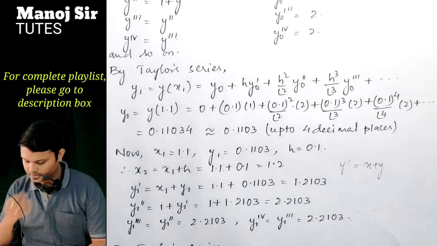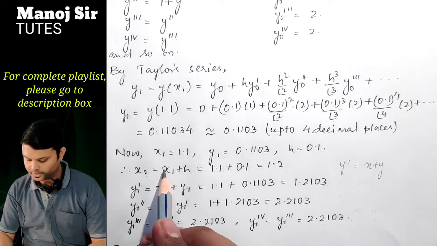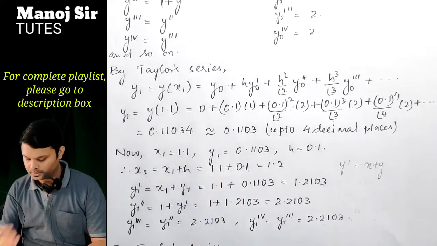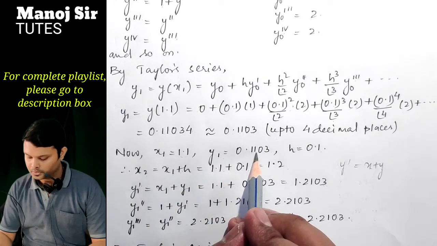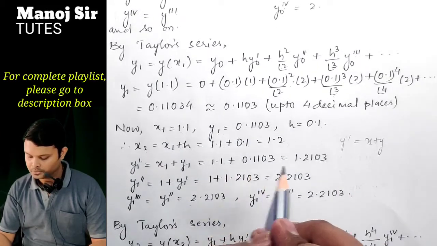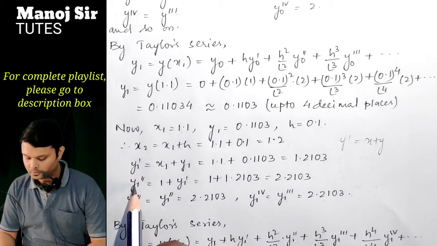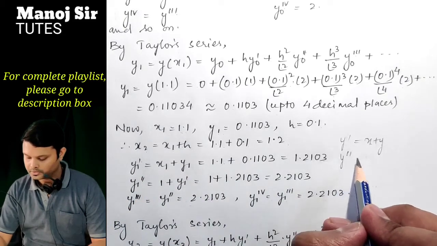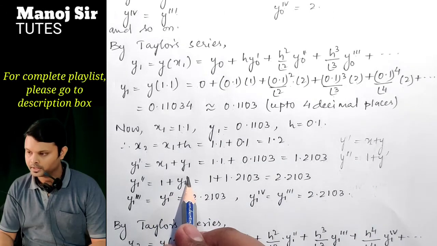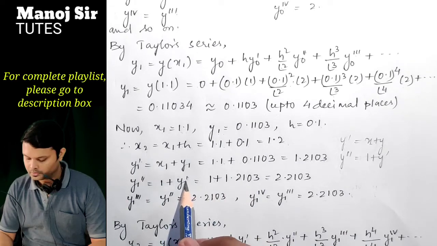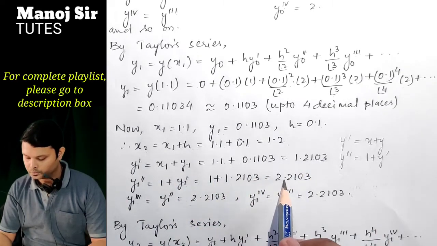Okay, so similarly, we have y dash, that is x plus y. If you want to find y1 dash, then in place of x we'll put x1, and in place of y we'll put y1. So this is going to be 1.1 plus 0.1103. Simply add both, you will get 1.2103 as the value of y1 dash. Now you want to find y1 double dash. So y double dash equals 1 plus y dash. So this will be 1 plus y1 dash. So 1 is as it is. What is y1 dash? That is 1.2103.